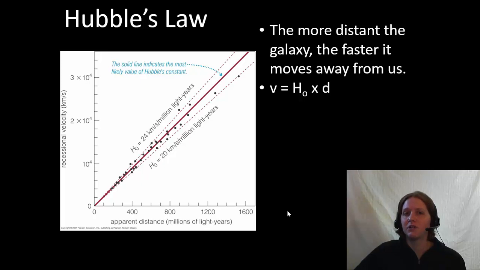All right. You do not want to use Hubble's law for galaxies that are very close to the Milky Way. If you use it for galaxies that are close to the Milky Way, our gravity will actually change the speed of the galaxy, and it will throw off this trend. So you really only want to use it for distant galaxies.